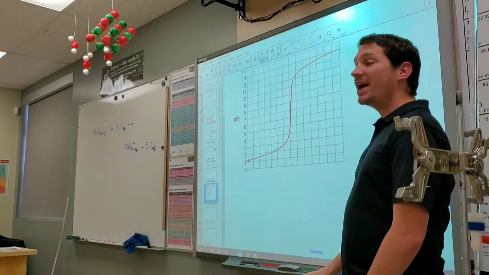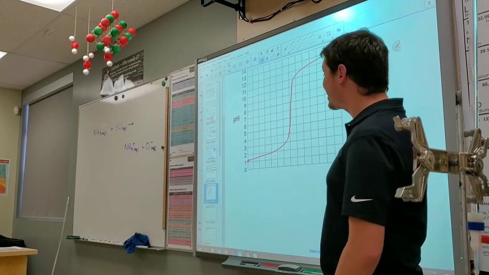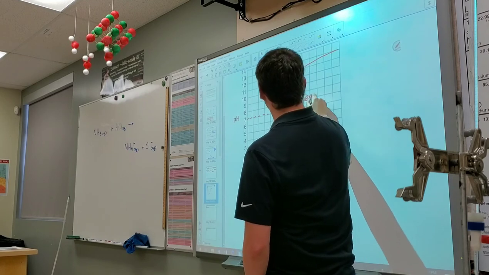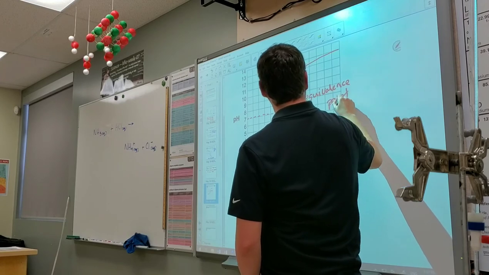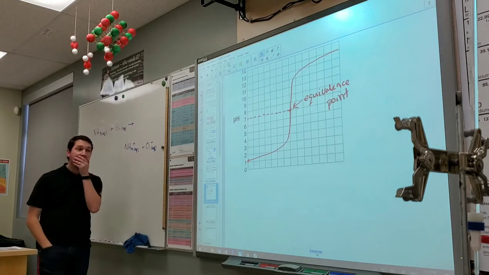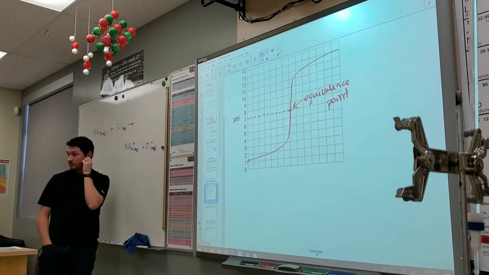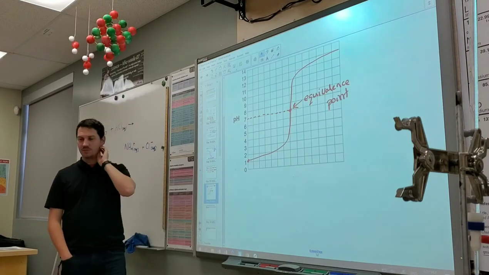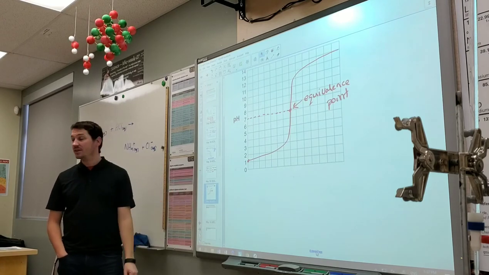Tell me, where is the equivalence point going to be? 7. It's the same thing, right? It's going to be at 7. We're not going to write the net ionic equation again because it's the exact same thing as the last one. Okay. Now let's take a look at a different titration.